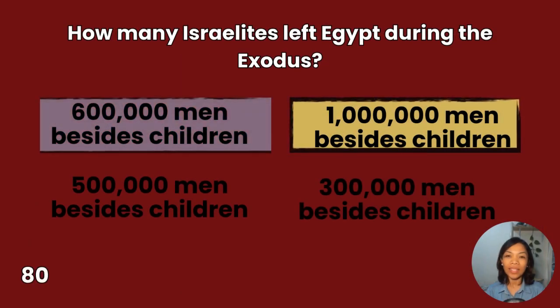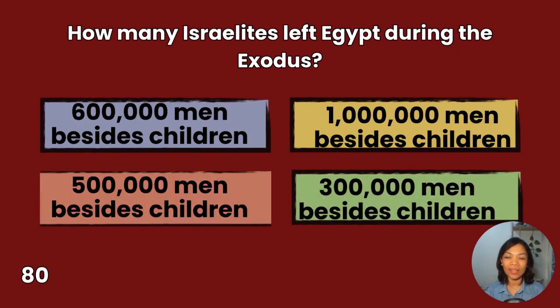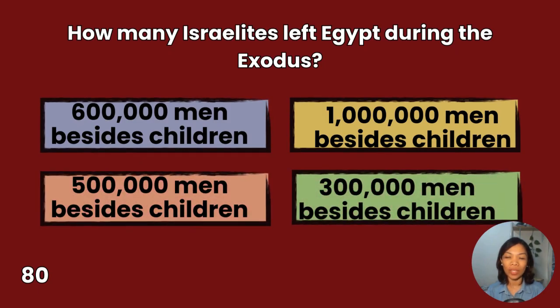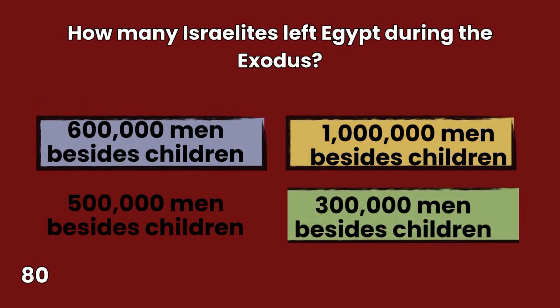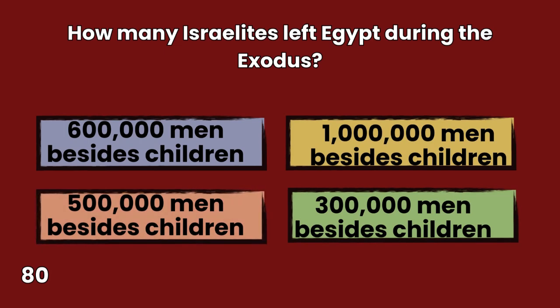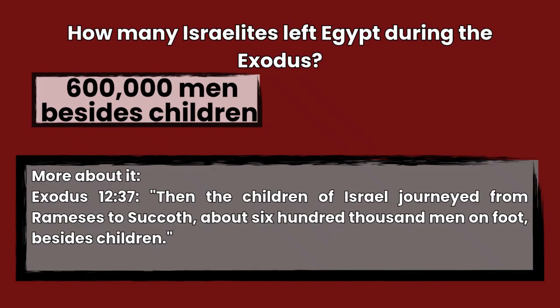80. How many Israelites left Egypt during the Exodus? 600,000 men besides children, 500,000 men besides children, 1 million men besides children, 300,000 men besides children. You have 10 seconds to answer. The answer is 600,000 men besides children, Exodus 12:37. Then the children of Israel journeyed from Ramesses to Succoth, about 600,000 men on foot besides children.